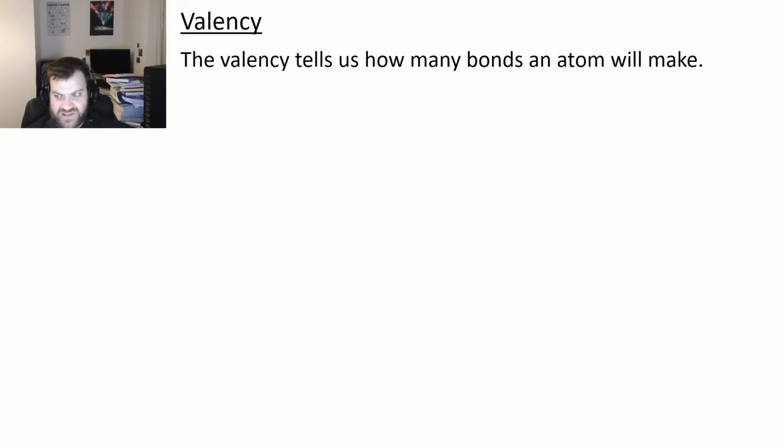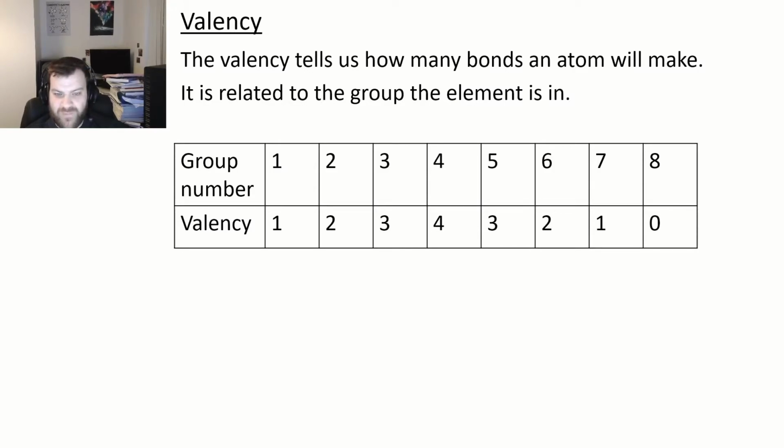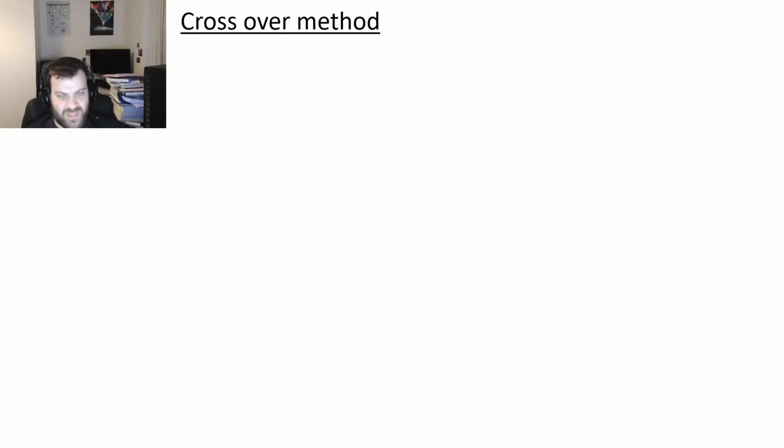Our valency tells us how many bonds a particular atom will make, and it is related to the group the element is in. Group 1 makes 1 bond, Group 2 makes 2 bonds, Group 3 makes 3 bonds, Group 4 makes 4 bonds, Group 5 will make 3, Group 6 will make 2 bonds, 7 will make 1, and Group 8 will not bond because that's our noble gases, which are very unreactive elements.